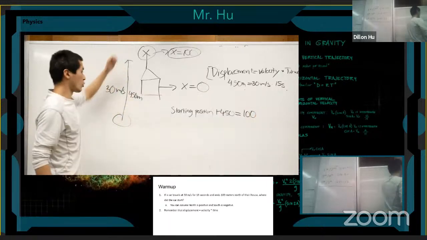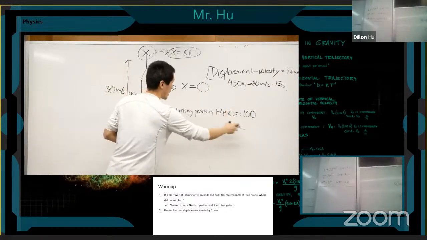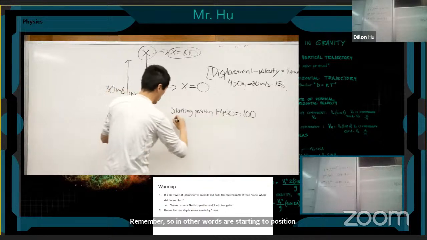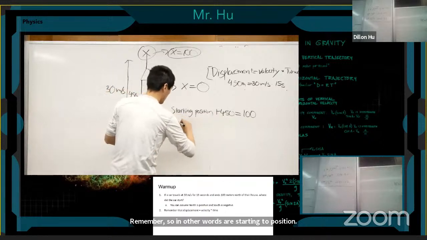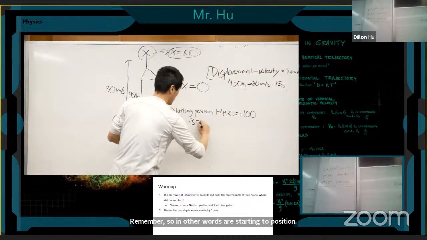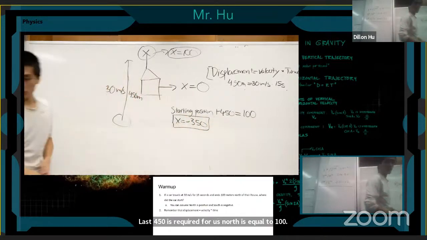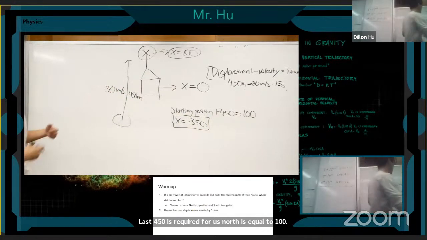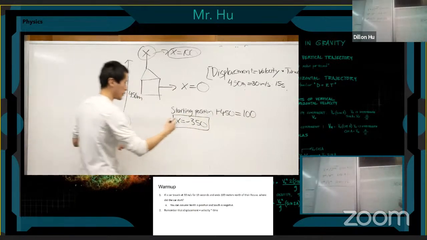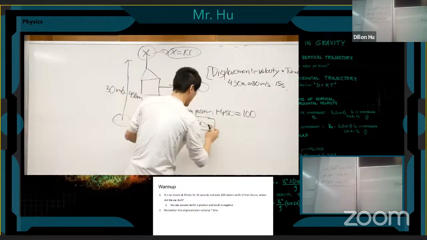We're starting somewhere here. So we started somewhere, and this is how much our position changed by. I'm going to get 100. So if we subtract this out, our starting position is x is equal to negative 350. And because this is negative, this also means 350 meters south of home.